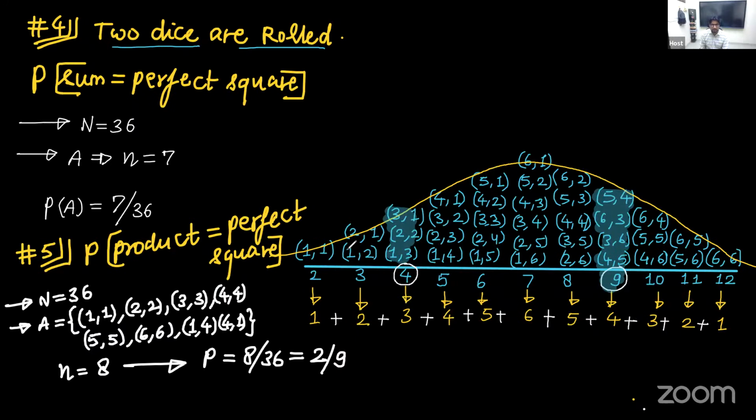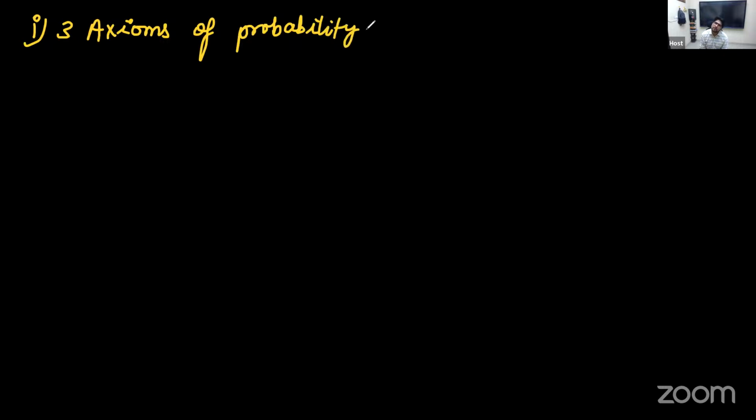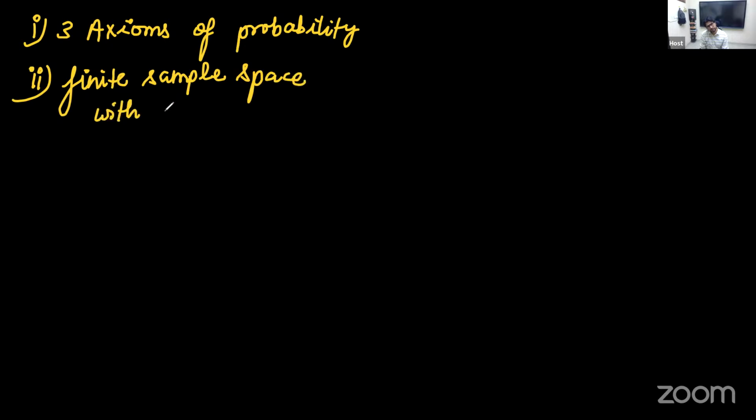So guys, we are going to move to the next kind of problem. We are done with the three axioms of probability, and then we are done with finite sample space with equally likely outcomes.